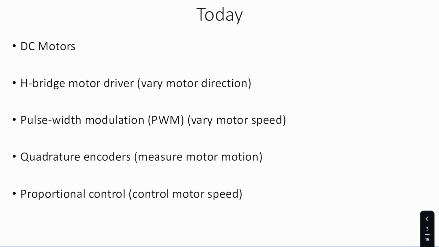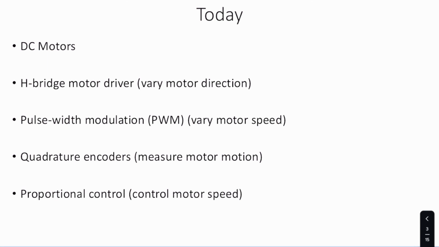We'll then look at how our microcontroller can send PWM signals, or pulse width modulated signals, over to the motor driver so that we can vary the speed. So we'll look at the direction, how we can vary that, then we'll look at how to vary the speed. That's essentially what we've done in previous chapters.